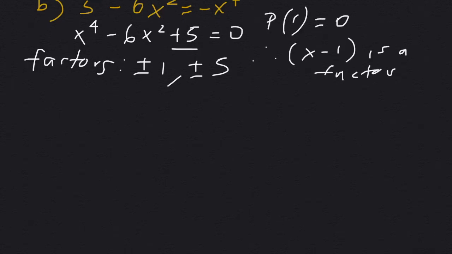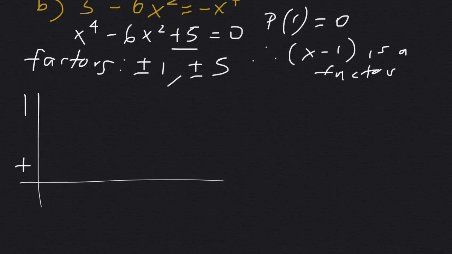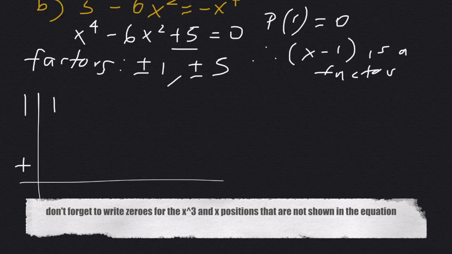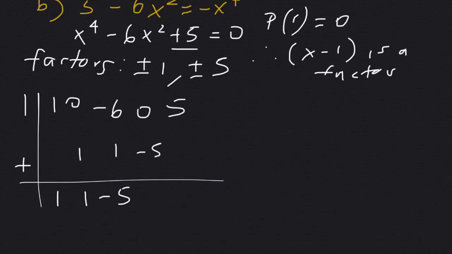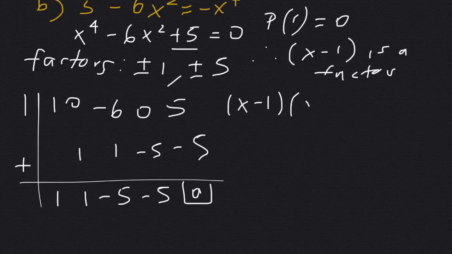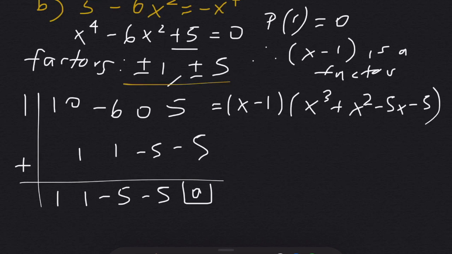So again, we'll proceed to make our synthetic division chart, writing down all the coefficients of the terms in the equation. So now you have x minus 1 times x cubed plus x squared minus 5x minus 5. And so again, using the factors found before, subbing it into this equation and seeing what numbers make that equation equal to 0. And so if you sub in negative 1, you can see that it does equal 0, making it a factor.